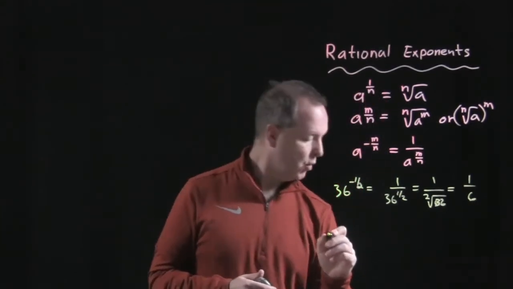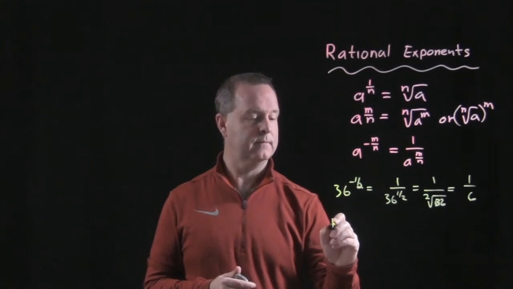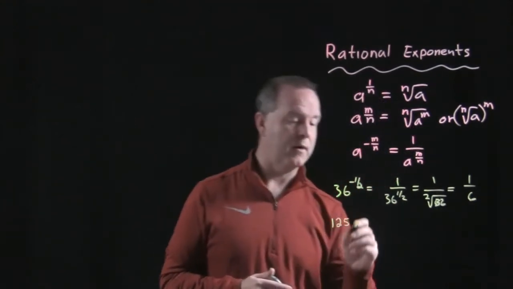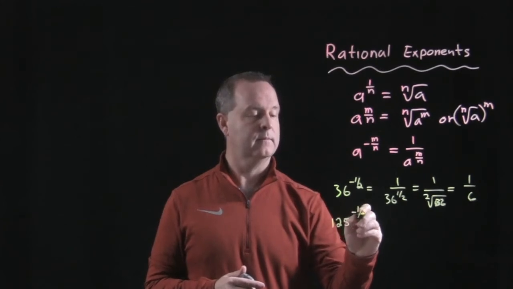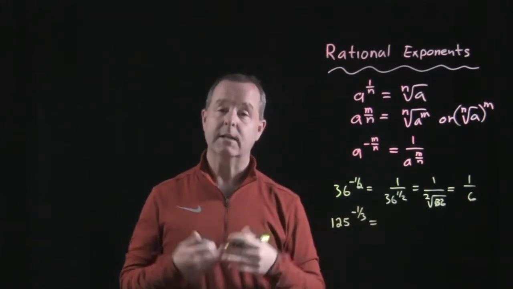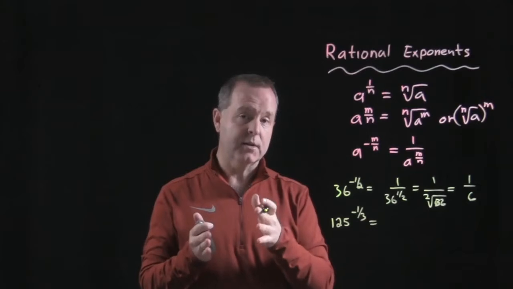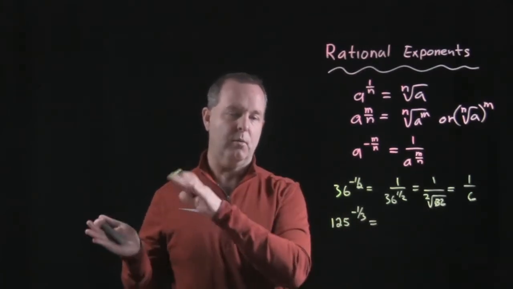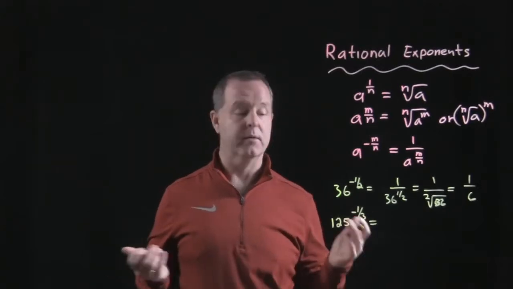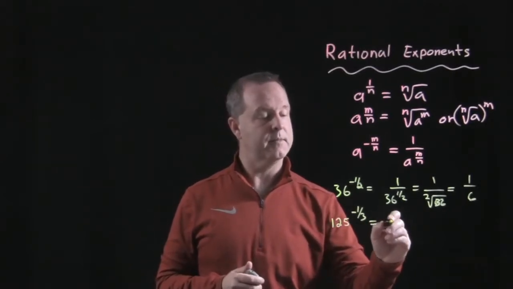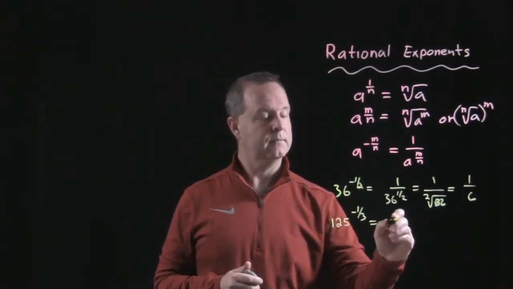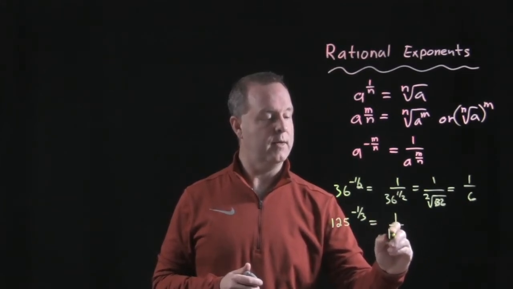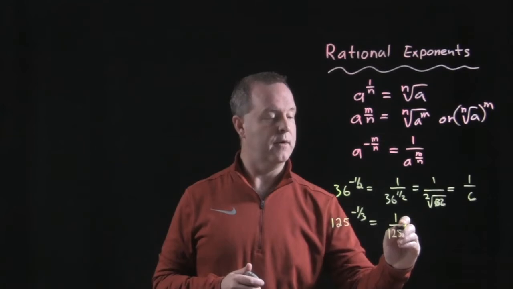Then from there, do the translation from exponent world to root world, and then solve. How about 125 to the negative 1/3? Likewise, let's remove the negative first. Again, solving a relatively difficult problem with small steps that we're familiar with, and then see where it goes. So this becomes 1 over 125 to the 1/3.